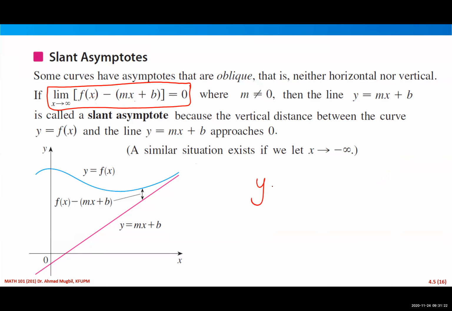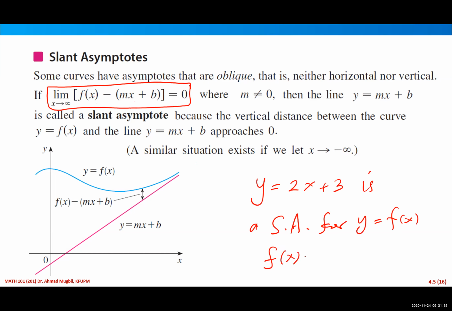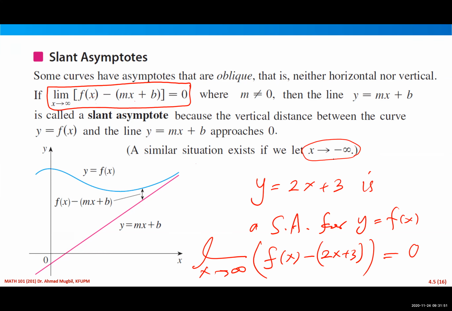For example, if you said, oh, I know that 2x plus 3 is a slant asymptote for a function, any function, let's say f of x, you need to check that if you subtract this line from the function and take the limit when x goes to infinity or negative infinity, it must be 0. So this is the easier way to explain that. A similar argument can, of course, be made when x goes to negative infinity.